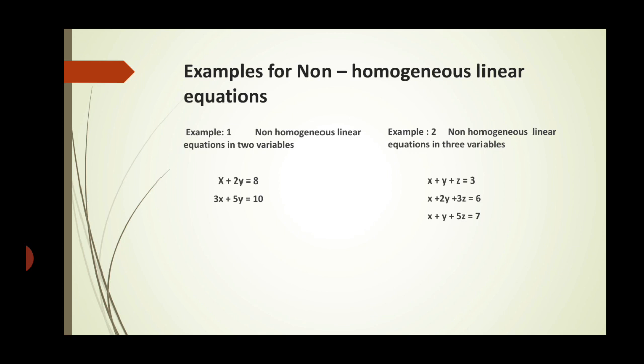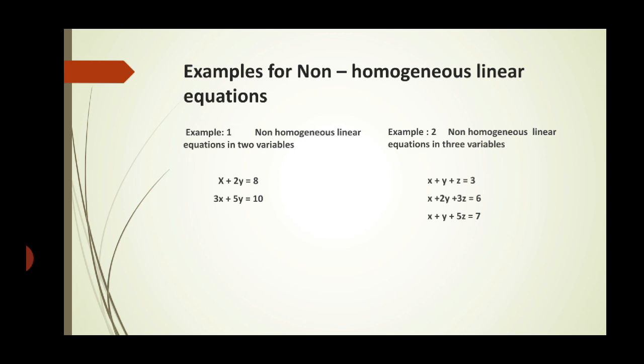Sometimes you may have 0 after the equal to. For example, if I have equations like x plus 2y equal to 0 and 3x plus 5y equal to 0, then that is not a non-homogeneous equation, it is a homogeneous equation. We are not studying that, but to make a point I said that.